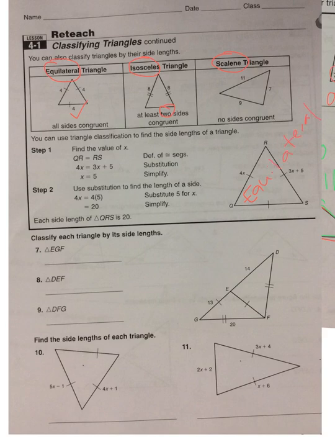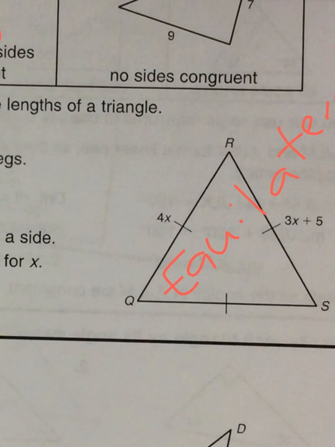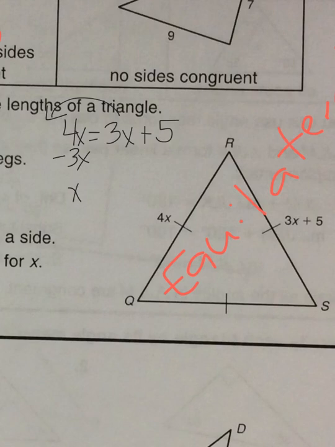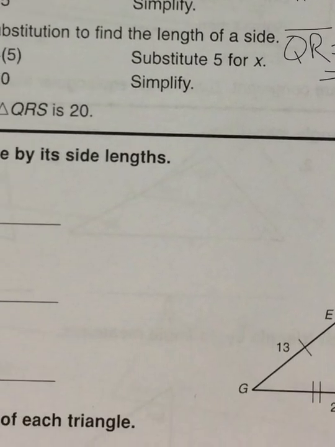And so what you would have to do is, because everything's congruent, you would have to set 4x equal to 3x plus 5. Move the x on this side, and that's minus 3x, so that's x equals 5. And then to find the measure, you would just do QR equals 4 times 5, which is 20. Okay?